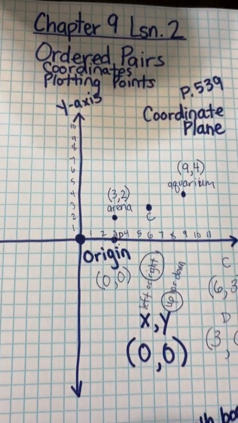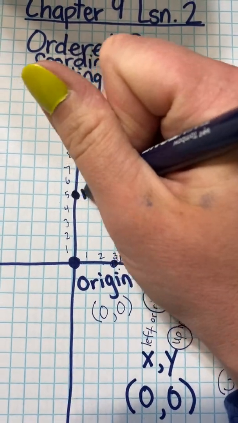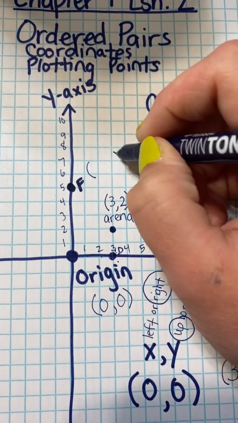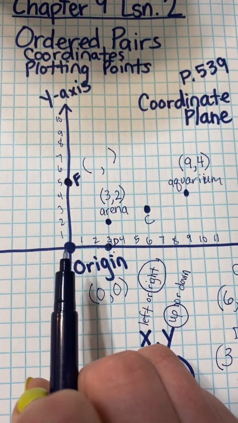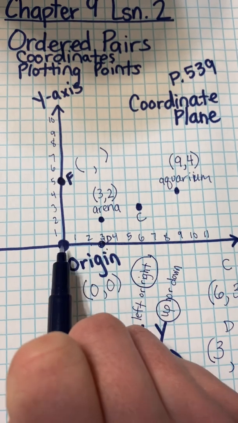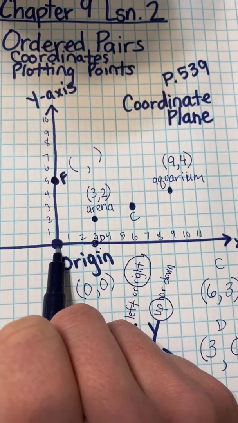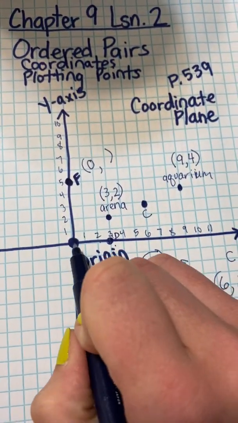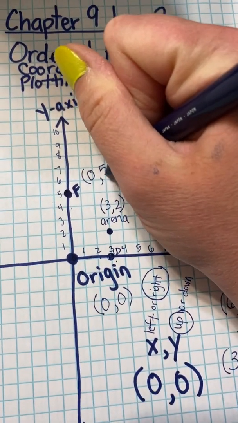Well, what if I have a dot here, and let's call that F? I don't know. We still have to put our parentheses in. Our first number is always how much do I go right? Well, do you go right any? I'm going to F. I always start at the 0. Do I go right? No. If you say no to going right, you put a 0. Do I go up? Oh, yes, I need to go up 1, 2, 3, 4, 5 spaces. So that would be 0, 5.